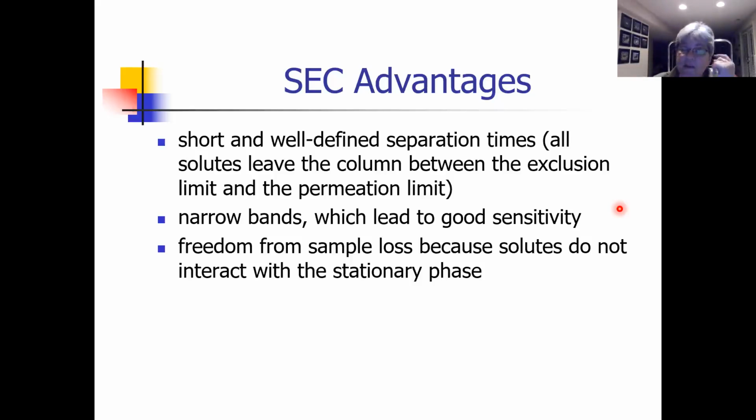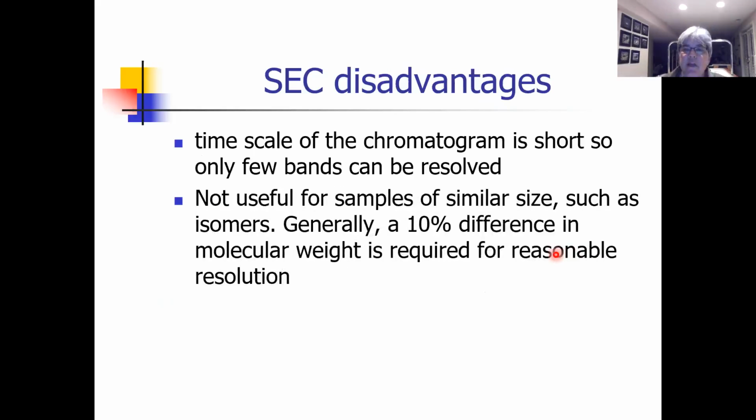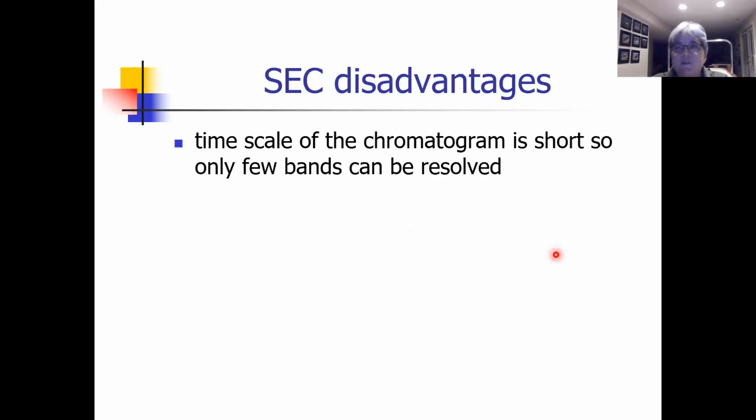That doesn't happen in size exclusion because the solutes don't interact. It's just about size. And the column doesn't get deactivated from interactions because it's not interacting. A couple of disadvantages: everything comes out in a pretty short time. So, we've talked about for the other methods, if I need to improve K or improve N, what can I do? For this method, what can you do? Nothing. It is what it is.